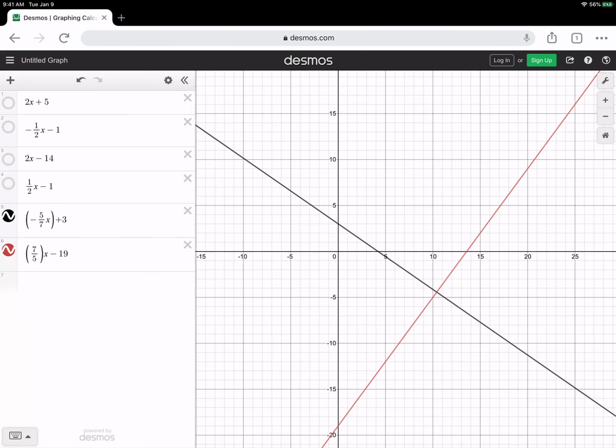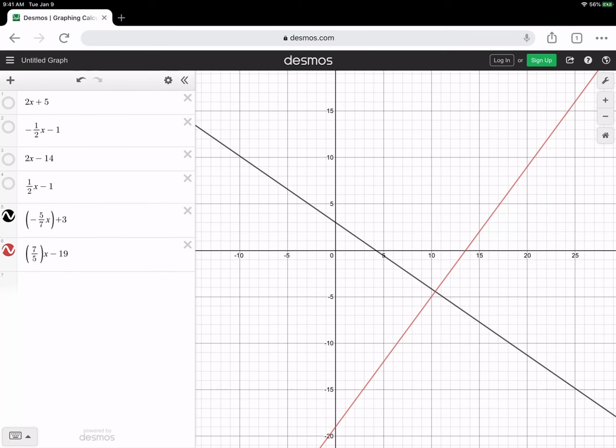You can see clearly, if I were to rotate this around, how the red and the black lines make a 90 degree angle.